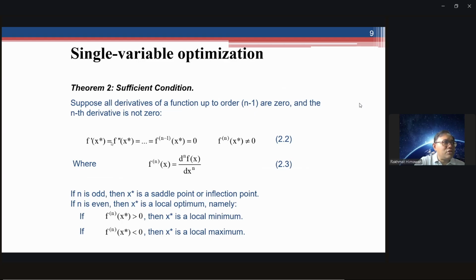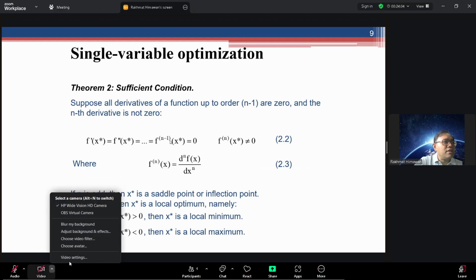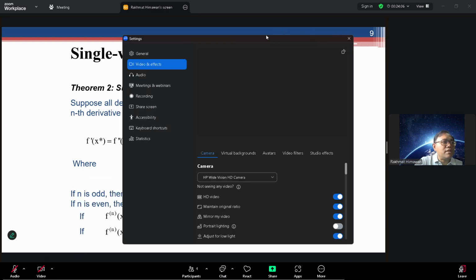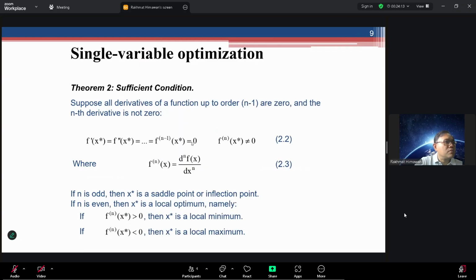So if n is 3, that means the order n minus 1 is 2. The derivative of order 2 is equal to 0. Here, the derivative of order n minus 1 of f at x star is equal to 0. But the nth derivative, after n minus 1, is not 0.